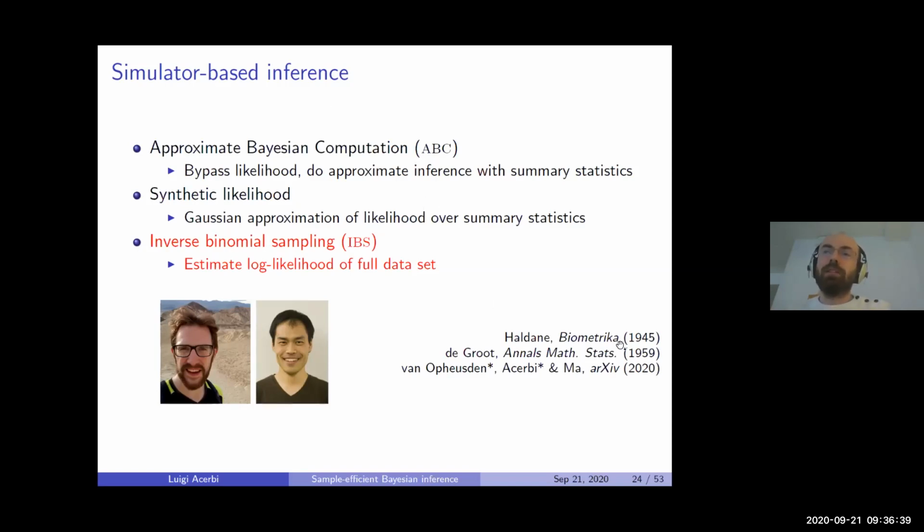But what we did, with my collaborators Bas van Opheusden and Luigi Acerbi, is first rediscover this technique, and then realize that it's quite powerful to be used nowadays for simulator-based inference. Of course, in 1945 people were not thinking of this technique as something for simulator-based inference. It was a relatively esoteric statistical technique which was not actually used in practice. But nowadays we have the computing power to make good use of it. That's what we explored in our recent work, this preprint, which is under revision.